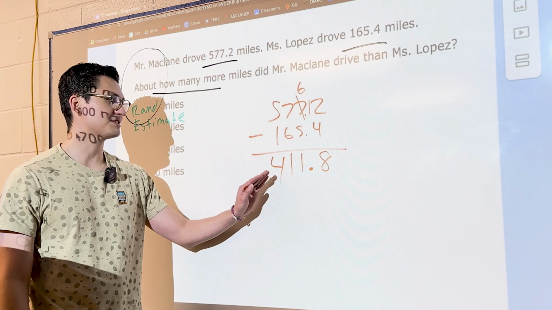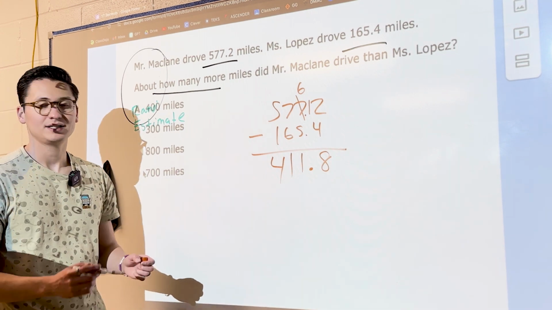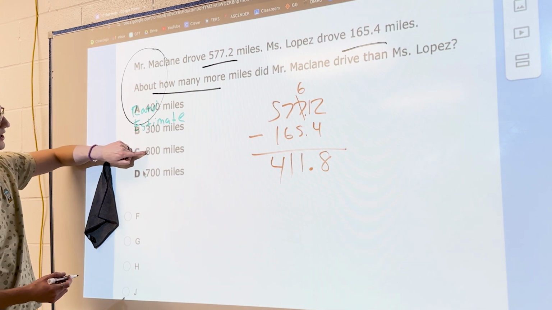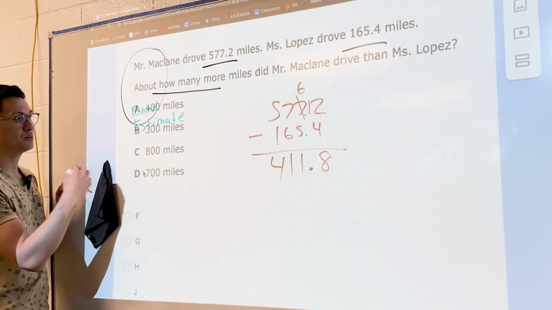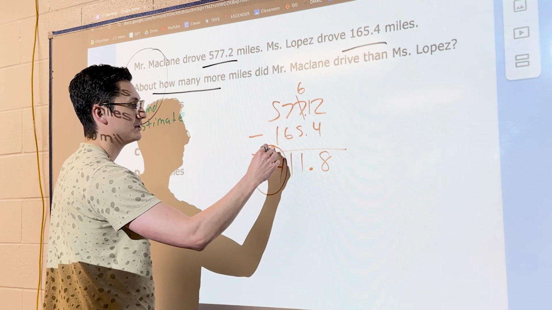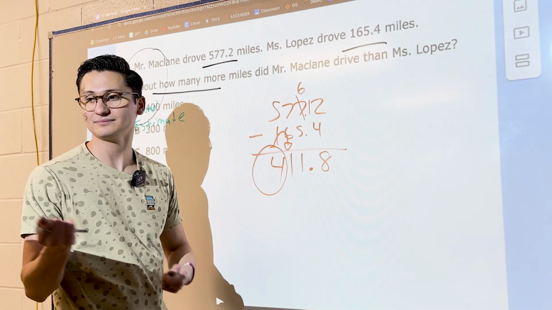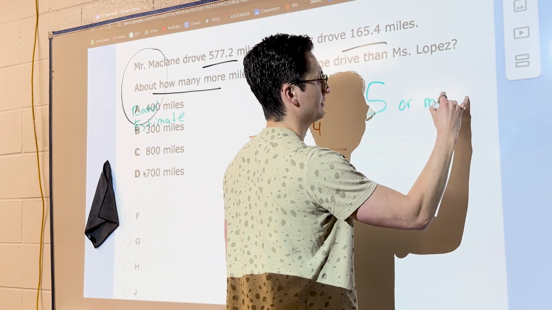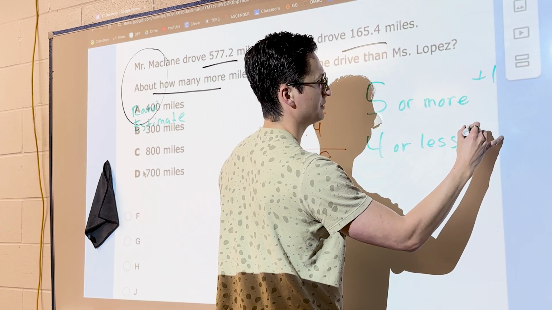So should we be surprised that this answer is not here? No, because we still need to round. Here it looks like they're rounding to the nearest 100 because look, ones, tens, hundreds. So we're gonna have to round to the nearest 100. We circle our 100, we look to the right, and what is the rule for rounding? 5 or more, add 1 more, 4 or less, let it rest.